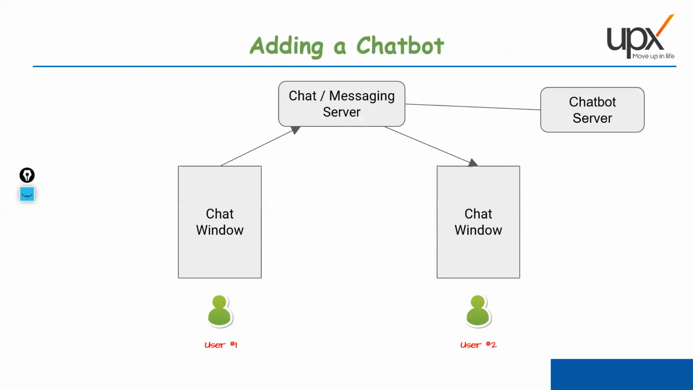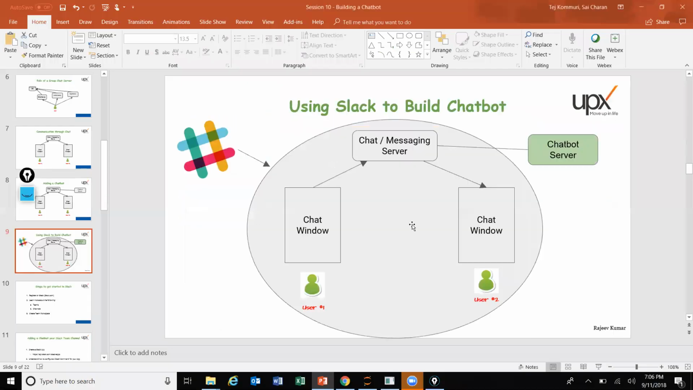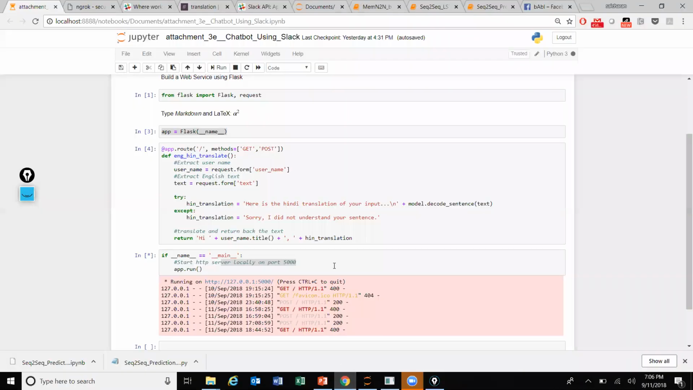So this is where we add a chatbot server that makes this translation. So how do we do that? We'll see. We use something called Slack. Slack contains this entire setup. It's easy to go and register for Slack.